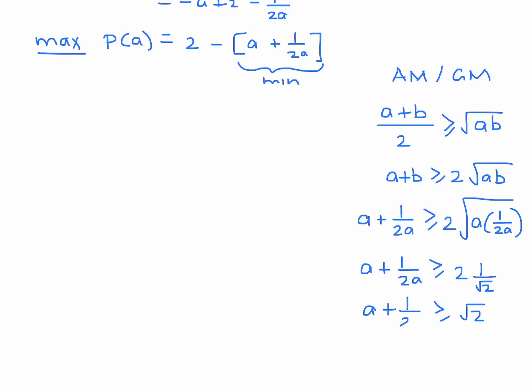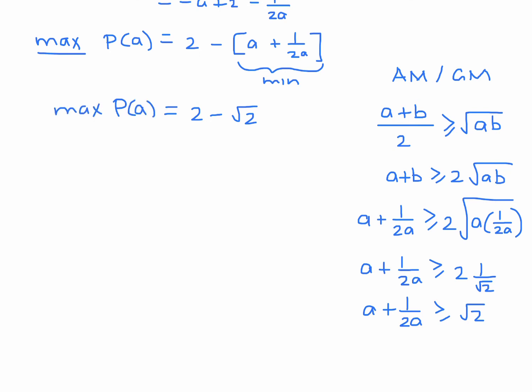So that means that A plus 1 over 2A is greater than or equal to root 2. So the smallest possible value is root 2. So the minimum possible value of that is root 2, so that's what I'm going to put in. And that gives me my maximum possible value of P at A.